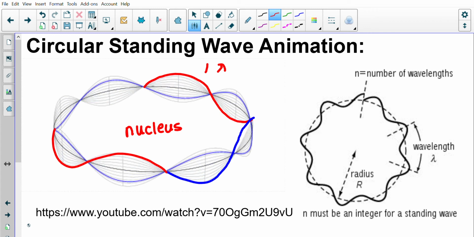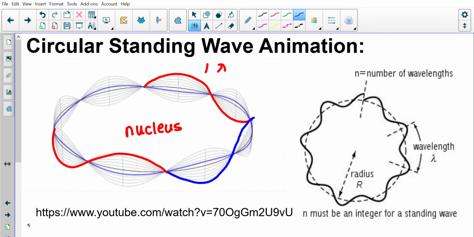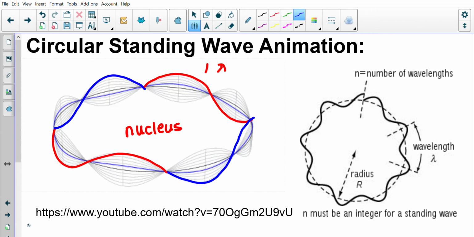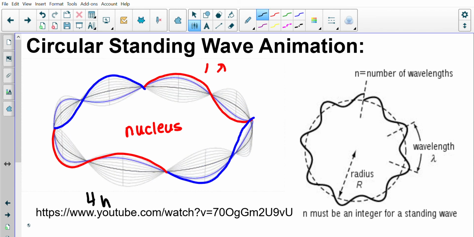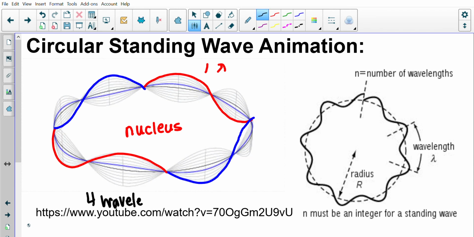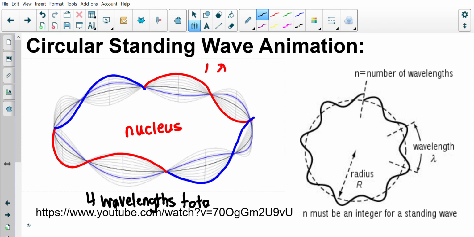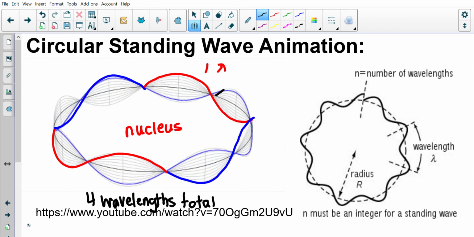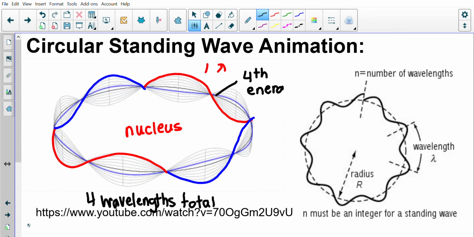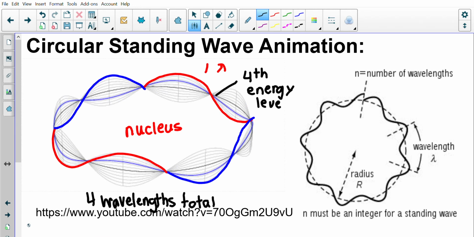Here's another one. And then finally, one more. So if we go in and count, each of those sections that I drew is one wavelength. So we have 1, 2, 3, 4 wavelengths total. And what scientists figured out is that that means that this would be the 4th energy level, which we call n is equal to 4.